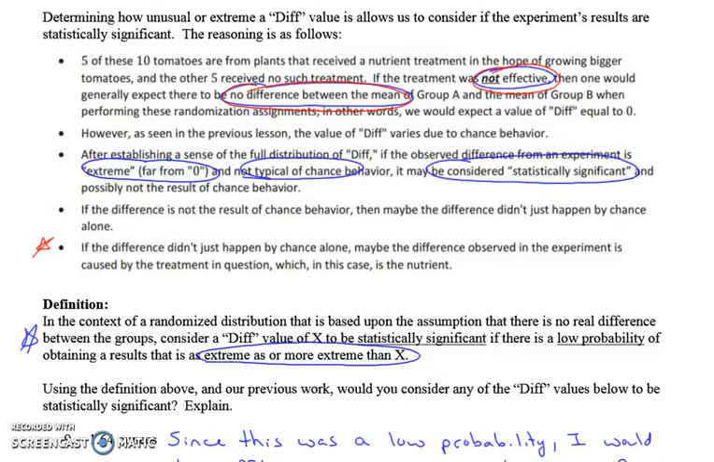Now, the next thing I want you to pull out from that is that if the differences are extreme, far from 0, that means that it's not by chance, that it is statistically significant. So extreme values means statistically significant. It was the nutrient that had the effect. And then finally, the last bullet point, if the difference didn't just happen by chance alone, it was probably the treatment, in this case, the nutrient that we gave the tomatoes.